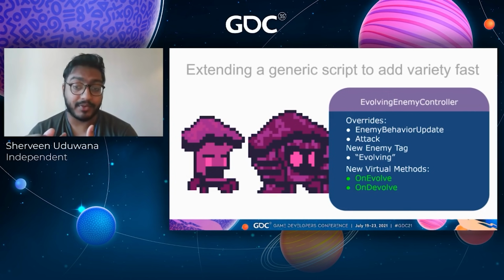Added a new enemy tag for evolving, so I can check if there's any of those. And new virtual methods here for what happens when you evolve and what happens when you devolve, which I haven't actually used yet in the game, but it's there in case I want to have something where the player does a ton of damage and the enemy devolves.